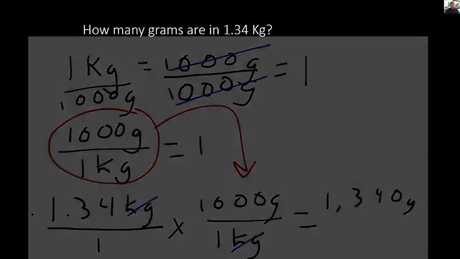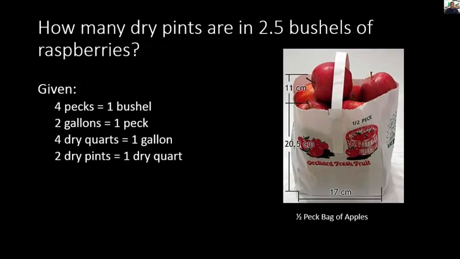Okay. So let's try something a little bit different. There are units still used today. You may hear of bushels of corn that come off of farms. Right? We still use bushels, pecks, gallons, dry quarts, and dry pints. You may find berries that are sold to you in dry pints. You may find strawberries sold in dry quarts. You may be able to find a half peck bag of apples still. I'm not sure where this one came from, but there's a picture.